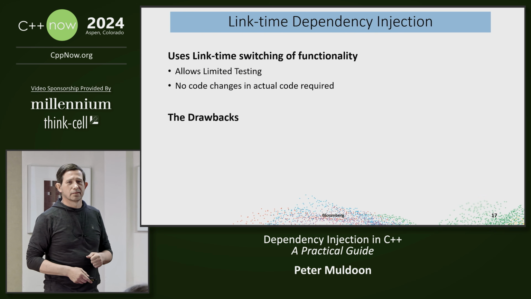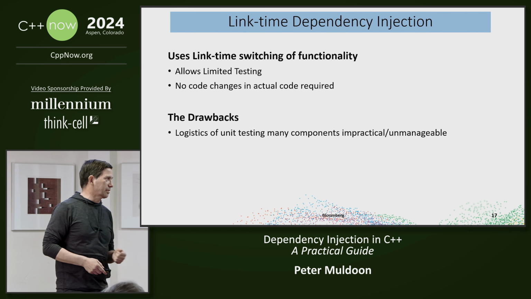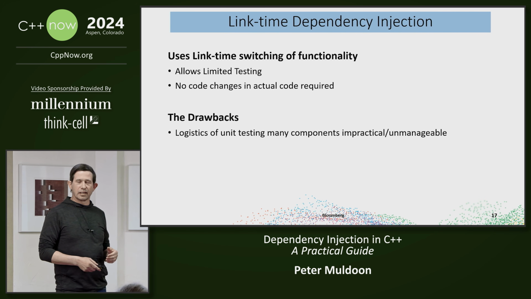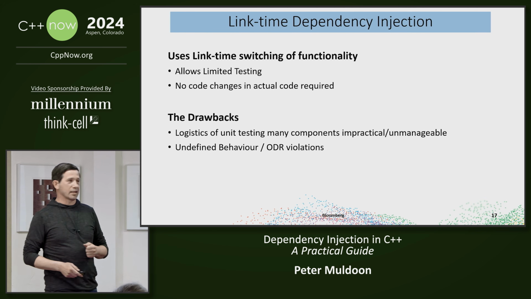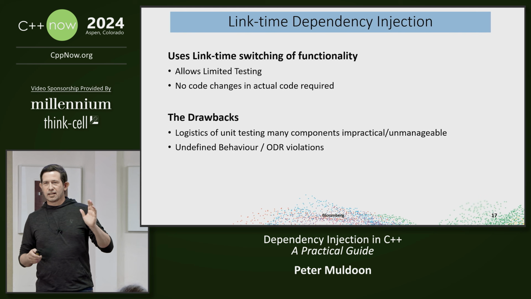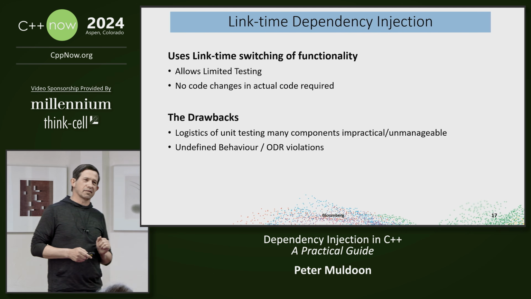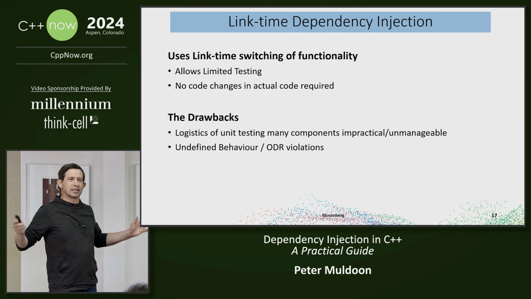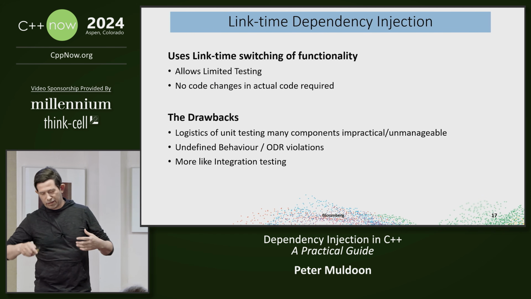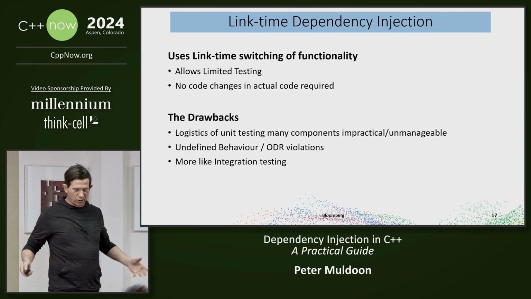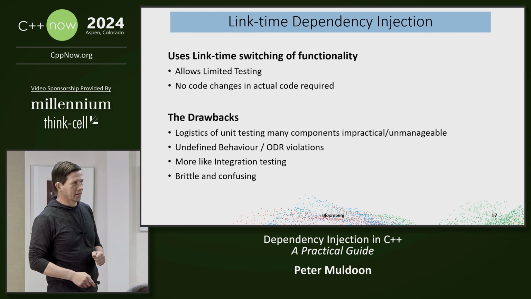Any drawbacks? You've got to maintain your APIs and everything in two places. Yeah, right. The logistics of unit testing many components with all these different linkings is impractical. You generally start getting undefined, at least I did when I changed the class. I get ODR violations, undefined behavior. It's a very fragile stack of cards that when you put something in, like a virtual function or something, things blow up, right? And if you do any instrumentation, it also blows up. And also it's more like integration testing because you're essentially doing all the parts of the system again when you do the link. And it's brittle and confusing, all right?